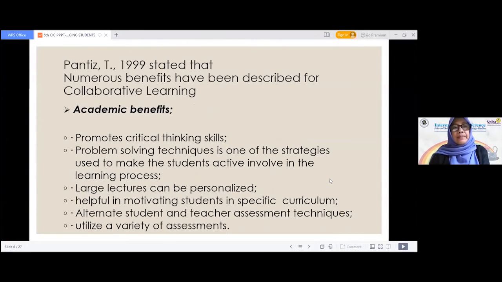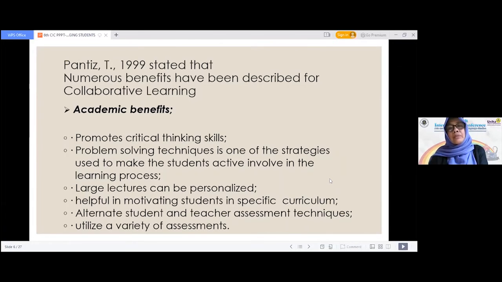For the academic benefit, it promotes critical thinking skills. It promotes critical thinking as students have to enlarge their knowledge. Students use their past knowledge, students also use the language, and even students have to produce a product. Those activities will sharpen the students' skills.